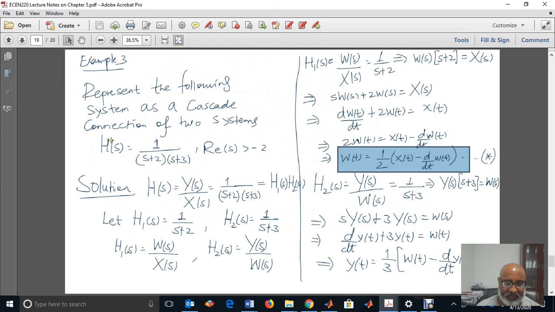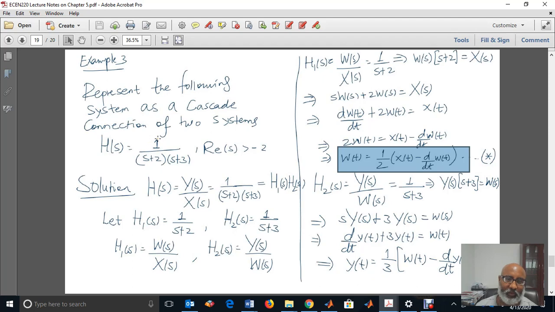The same system, I can implement it using a parallel connection. If I want to implement it as two parallel systems, I need to do partial fraction expansion. So H(s), 1 over (s plus 2) times (s plus 3), is equal to A over (s plus 2) plus B over (s plus 3). So I will have Y1(s) over X(s), which is A over (s plus 2). We need to find A and B first from the partial fraction expansion.